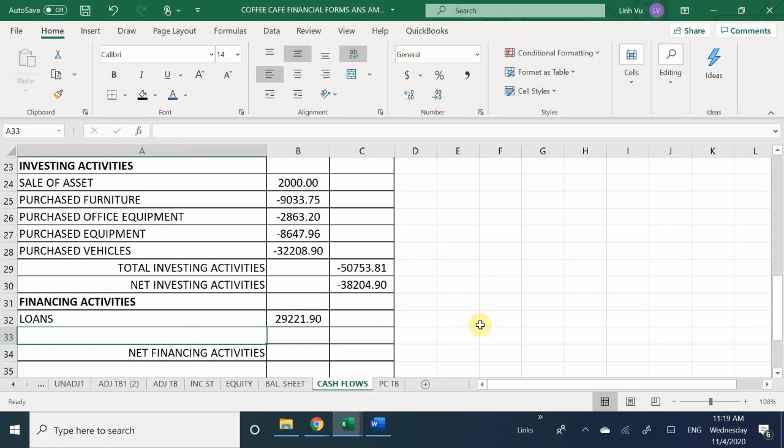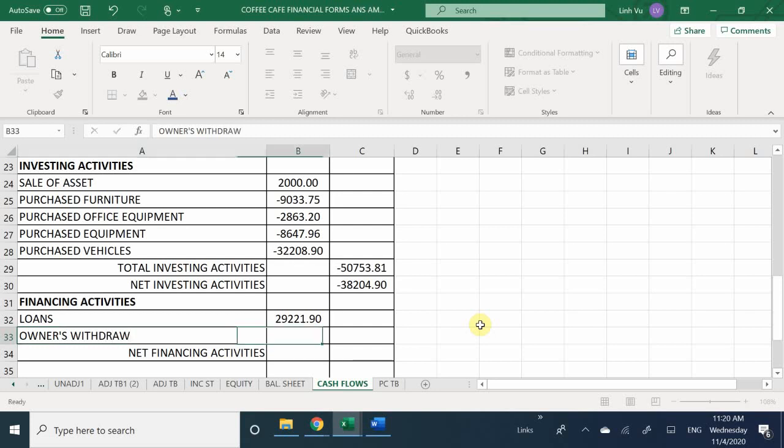equity. So that includes capital contributions. That's a plus because you're adding money to your company. But another thing that also affects it is if you were to do an owner's withdrawal. Okay? And that's going to be a negative because you took money away from the company. You don't have that money anymore.